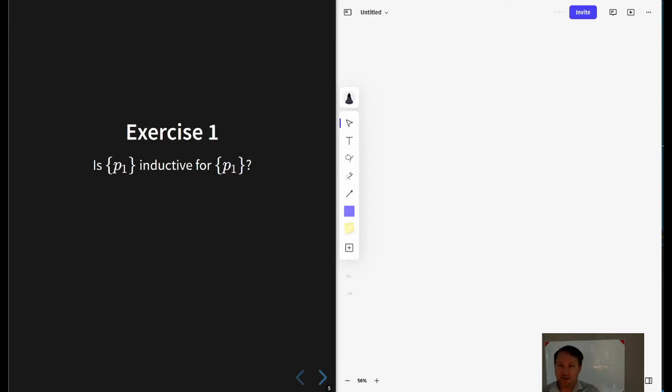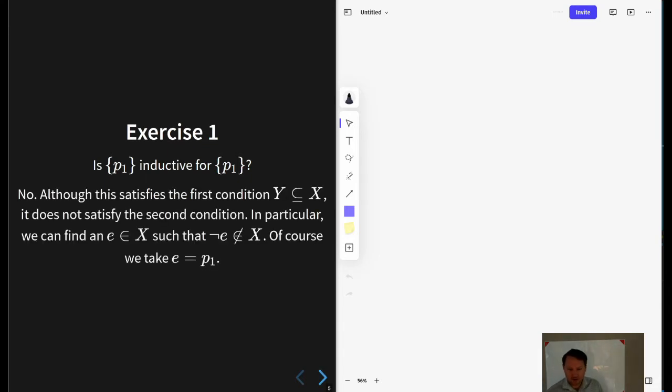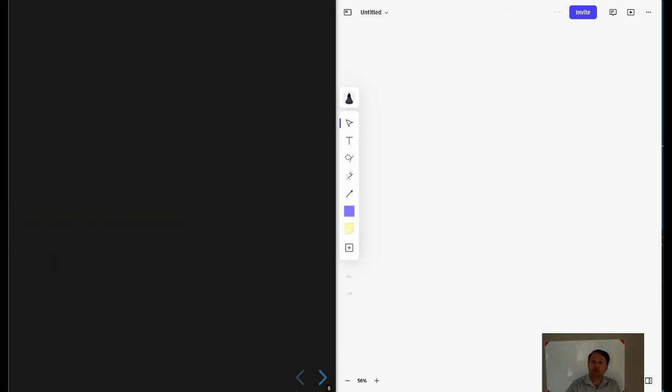How about the second condition? Well, no. Somewhat clearly, this is not closed, for instance, under the formation of negations. It's also not closed under any other of the connectives. I can find an expression in X, namely P1, such that its negation is not in X. And so it's not inductive for Y, or this particular Y.